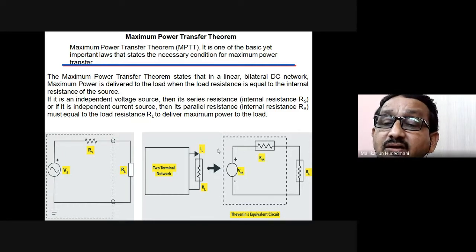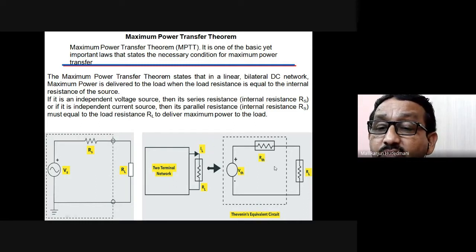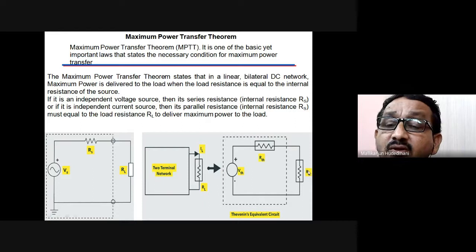Then definitely when the power transfer takes place, we know that when the current I flows through this final circuit, IL, the load current, is VTH divided by RTH plus RL. Then IL square RL is the power transferred we can compute. That will be maximum if RL equals RTH. In this context, let us see the next page, how it is being illustrated.